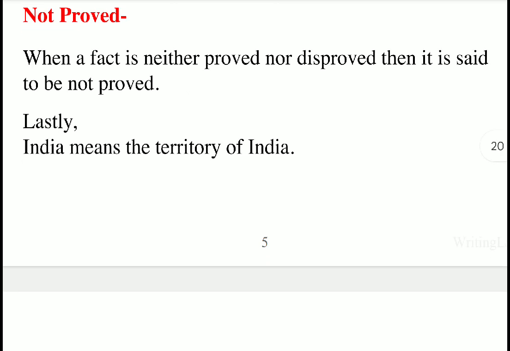Lastly, India means the territory of India. Now the last section of chapter 1, the preliminary chapter, is section 4.